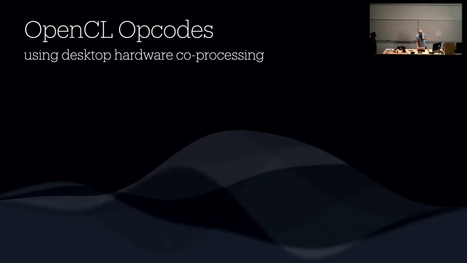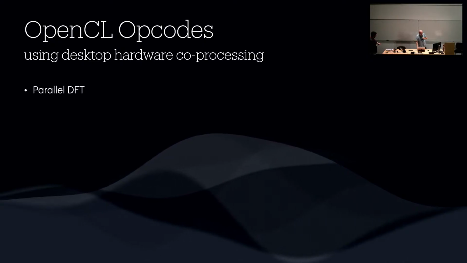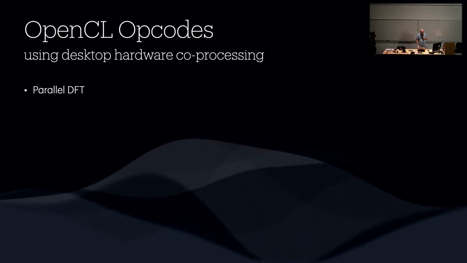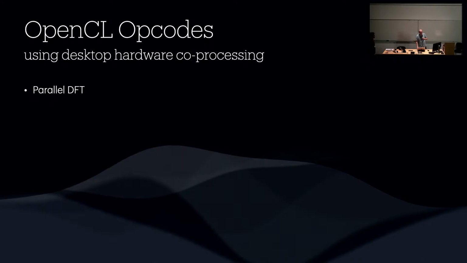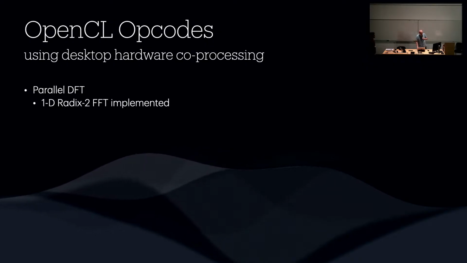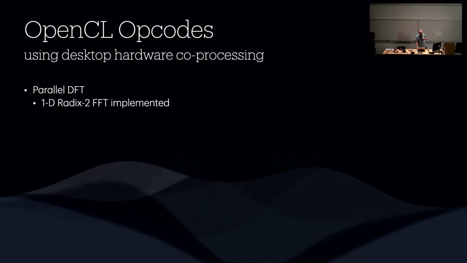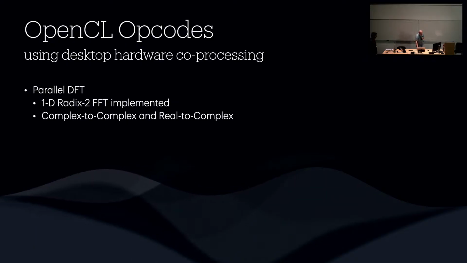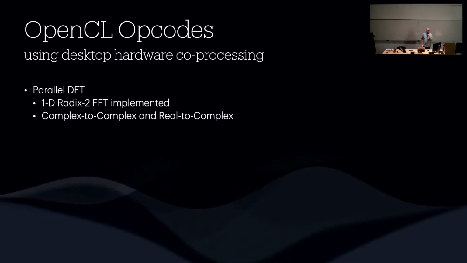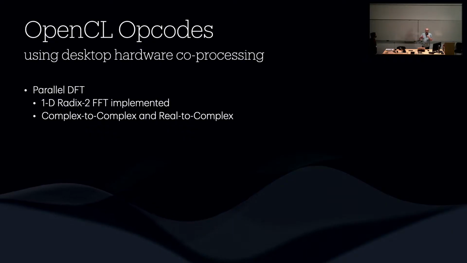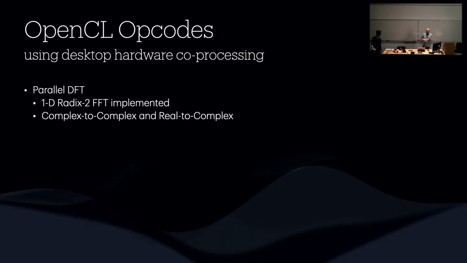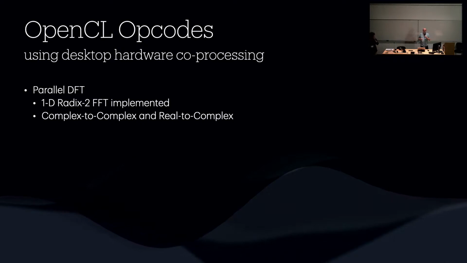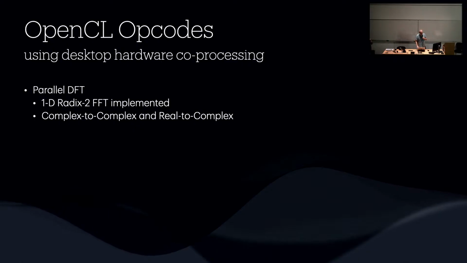So we have some OpenCL code. We have a sort of parallel DFT, so it's basically a radix-2 FFT. Because actually, with OpenCL, if you're programming CUDA, all those things come with the programming library. With OpenCL, there might be implementations, but you might have to find them. And so you may as well roll your own and do something that's specific for your program. So that's what we did.